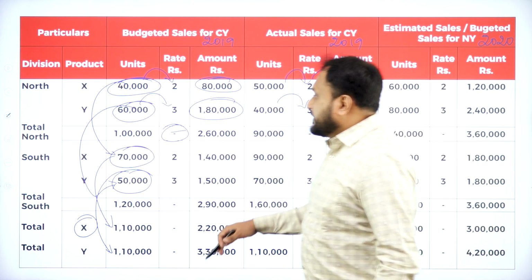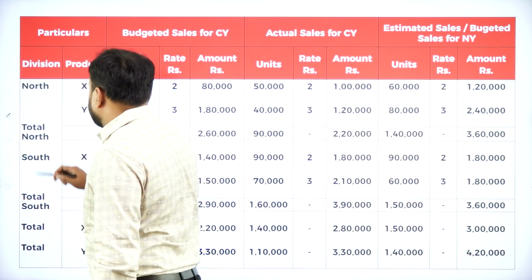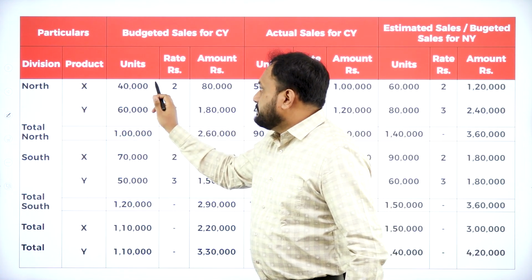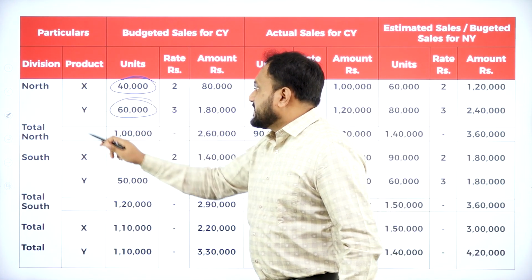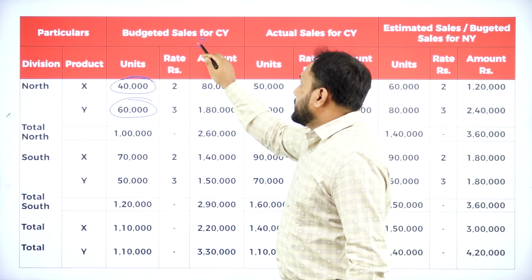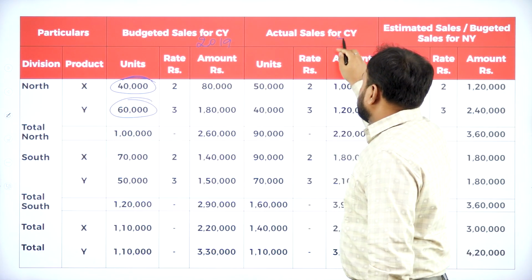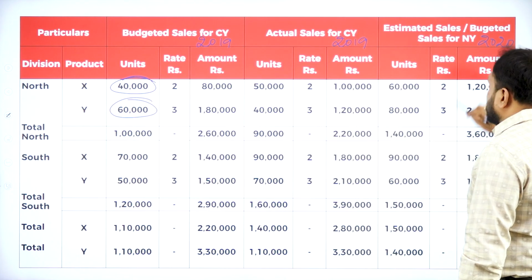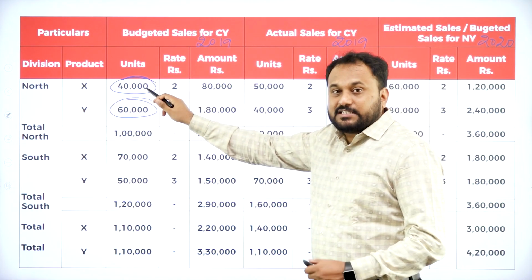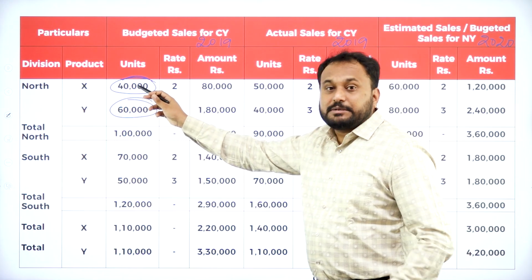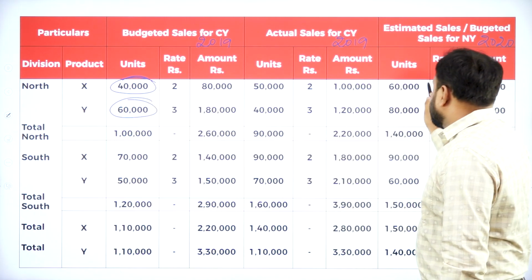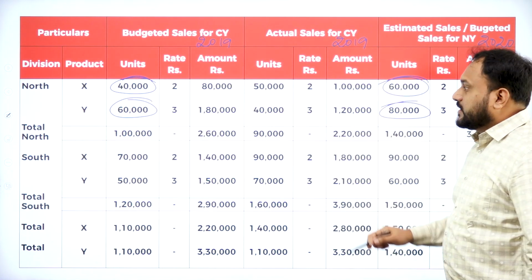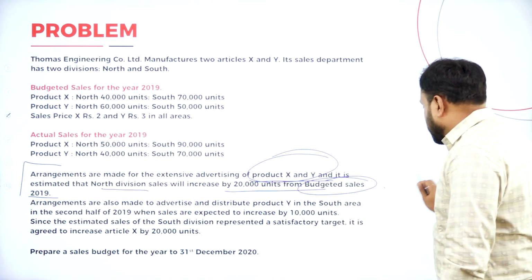Budgeted sales. Now again, I'll just erase this for you people. Now budgeted sales of North X and Y, how much is it? Budgeted sales 40,000, 60,000. Budgeted sales of 2019, this is 2019, this is 2020. So here next year, how much it is? 40,000 plus 20 is how much? 60,000. 60,000 plus 20 is how much? 80,000. That is my first is done.